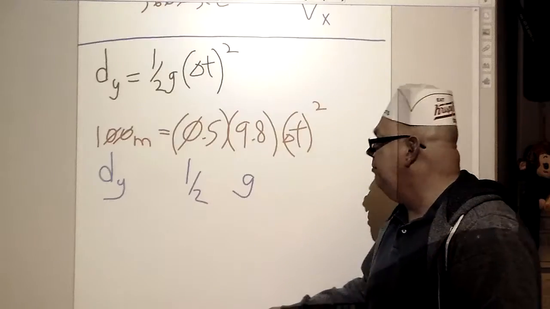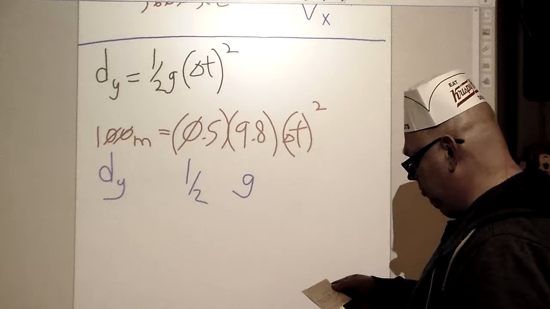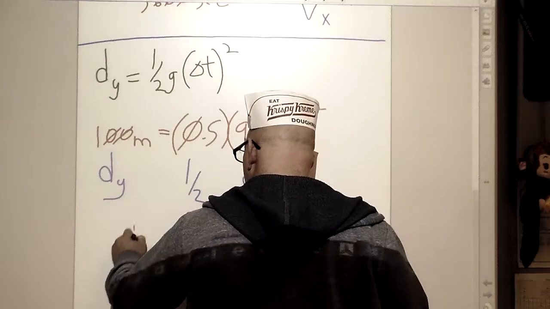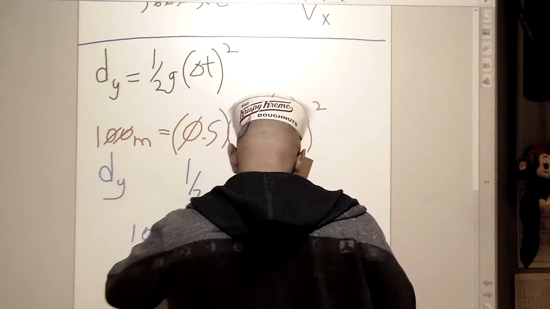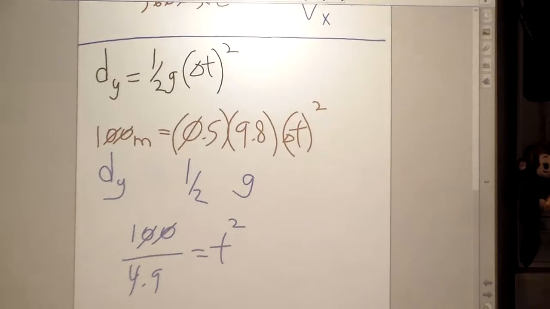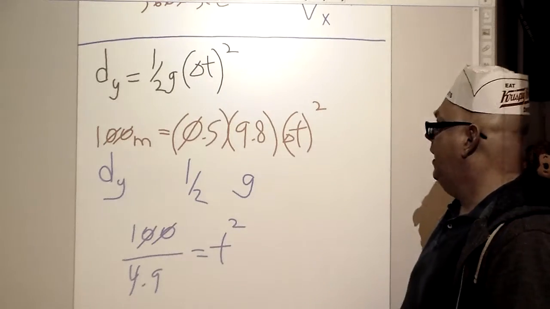We can go ahead and multiply this out. And what we're going to end up with, ladies and gentlemen, is 100 over 4.9 is equal to t squared. Okay? That's what we're going to have. When you solve for t, we're going to do the 100 over 4.9.